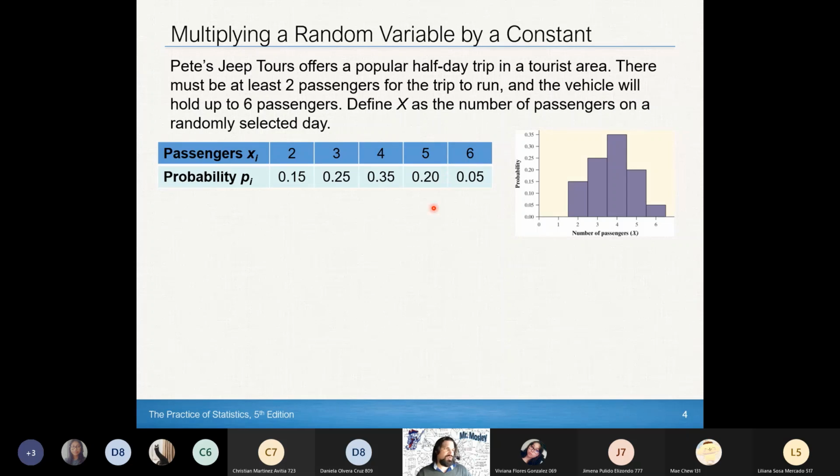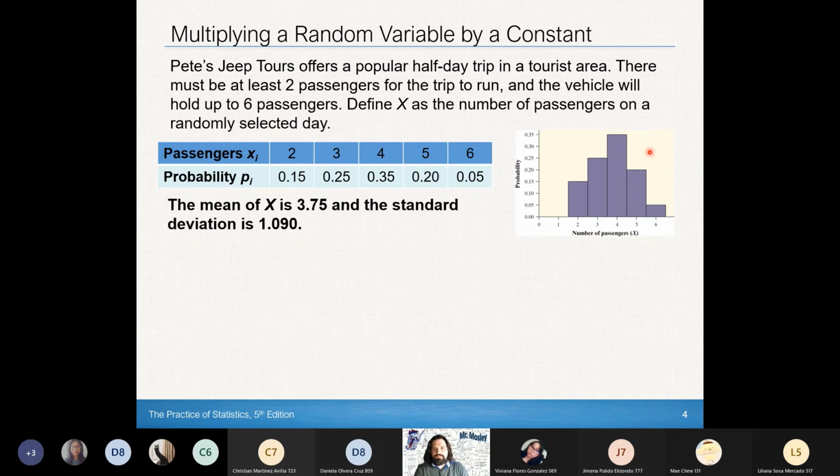So this is a discrete random variable. The probability of having each number of passengers is given here: 0.15, 0.25, 0.35, 0.20, and 0.05. And then we have our histogram of the distribution as well. Calculating the mean, we get a mean of 3.75 and standard deviation of 1.090.